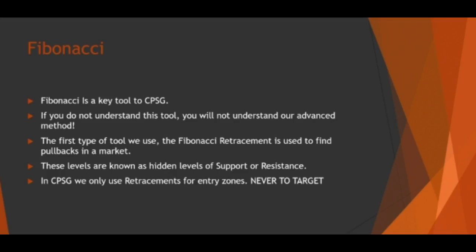And so the first type of tool we use is called the Fibonacci retracement, and it's used to find pullbacks in the market. And these are basically hidden levels of support and resistance. And so we use these retracements typically for entry zones and for entry levels. We do not use them for targeting because we have an advanced tactic using the Fibonacci expansion tool.